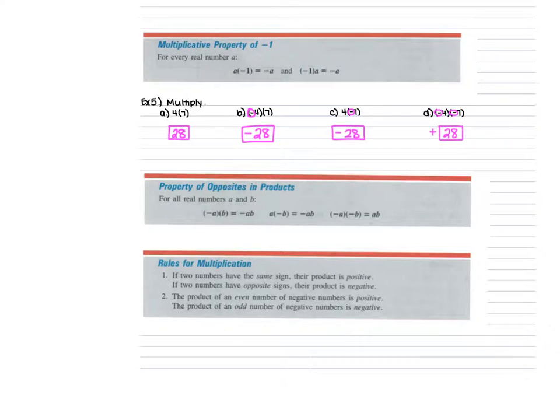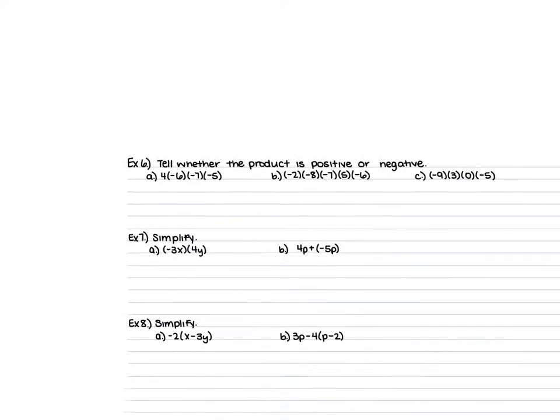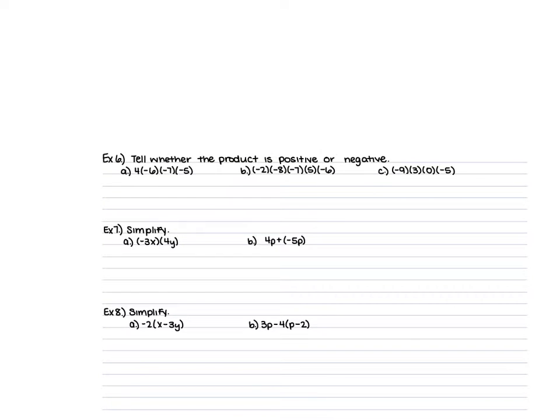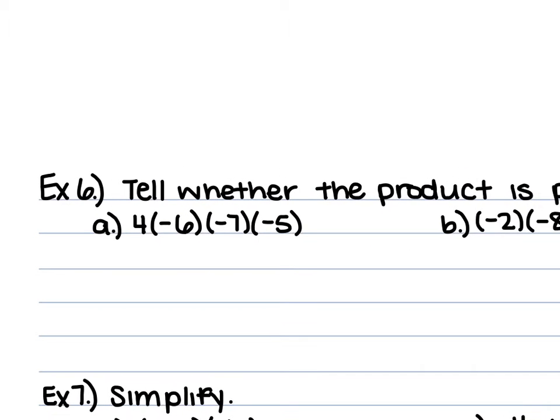All right. So if we look at our next example, it tells us to tell whether the product is positive or negative. Well, when we have an odd number of negatives within products, our answer is negative. If we have an even number of negatives within our product, our answer is positive. So if we look at example 6a, we have 4 times negative 6, which would be a negative, times negative 7, which would become a positive, and then times negative 5, which would be a negative.